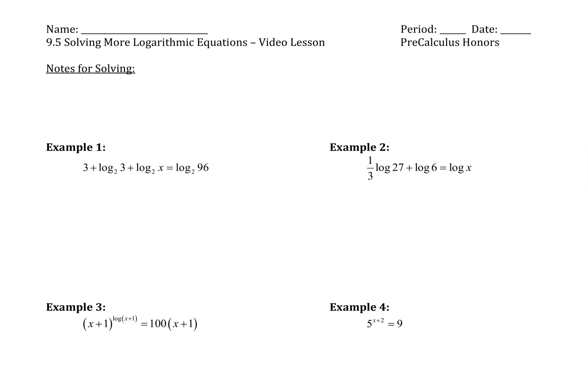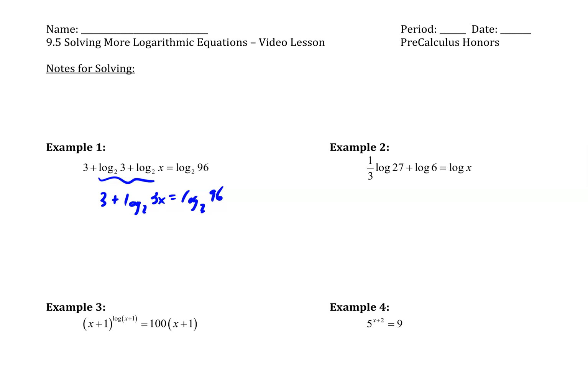In this case, I do have logs on both sides, but I do have multiple logs going on within one side of the equation. So just like we did in the past, we want to at least condense this and try to eliminate this as much as possible. So in this first example, let's condense this expression. So I've got 3 plus, that would be log base 2, I can multiply them, of 3x is equal to log base 2 of 96.